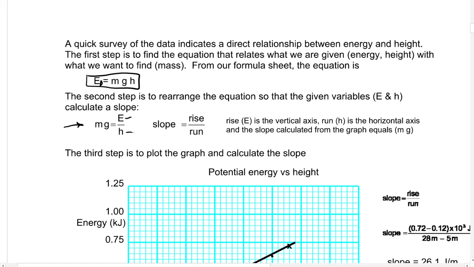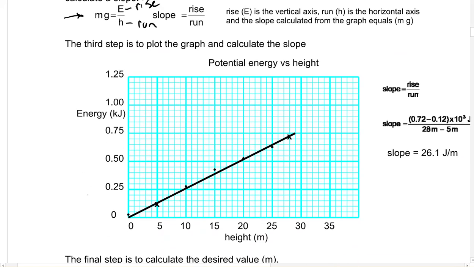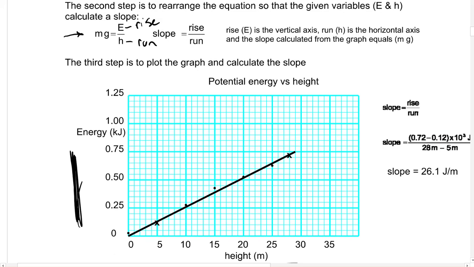Like E over h. The reason why I want something over something is that it resembles our slope formula, slope is equal to rise over run. So E here is my rise, and then h is my run. That makes sense, right? So if I have E, my rise, over h, my run, then when I graph this it should give me a straight line. As long as you have something over something, that's going to give you a straight line.